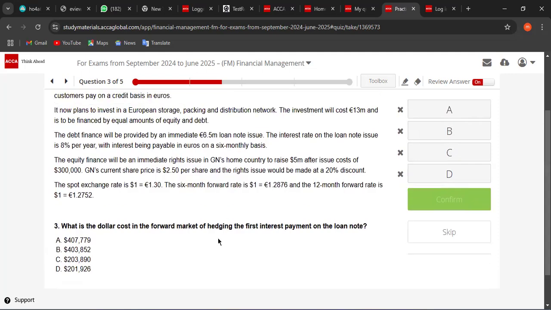Now the examiner was asking, what is the dollar cost in the forward market of hedging the first interest rate payment on the loan note? Try to understand. Now the examiner is asking you about the forward rate agreement. What is the dollar cost in the forward market of hedging the first interest rate payment on the loan?